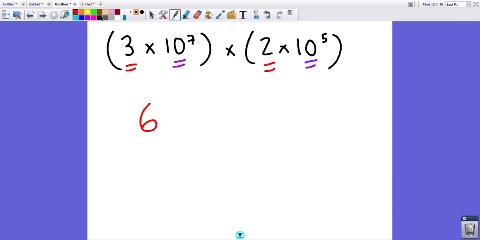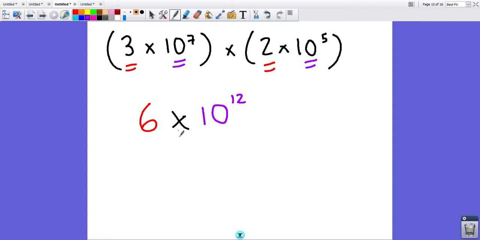Then I'll deal with the powers of 10, so I have 10 to the 7 times by 10 to the 5. Indice law number 1, same base, both base 10, so I just add together 7 and 5, so I get 7 plus 5, 12. So the answer to this is 6 times by 10 to the 12.